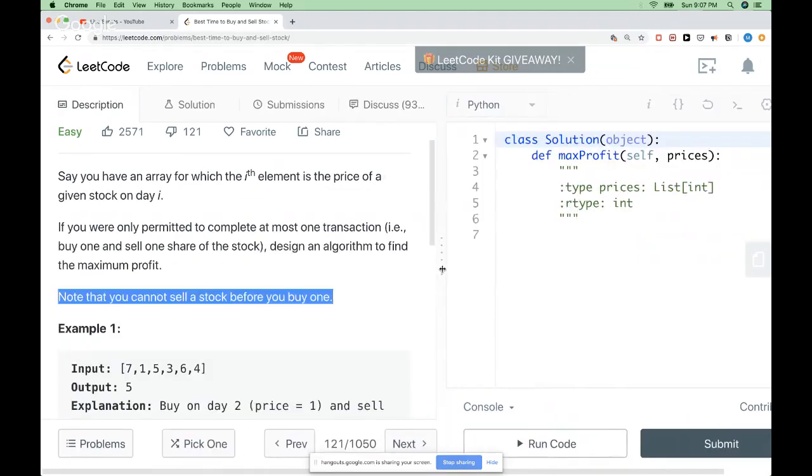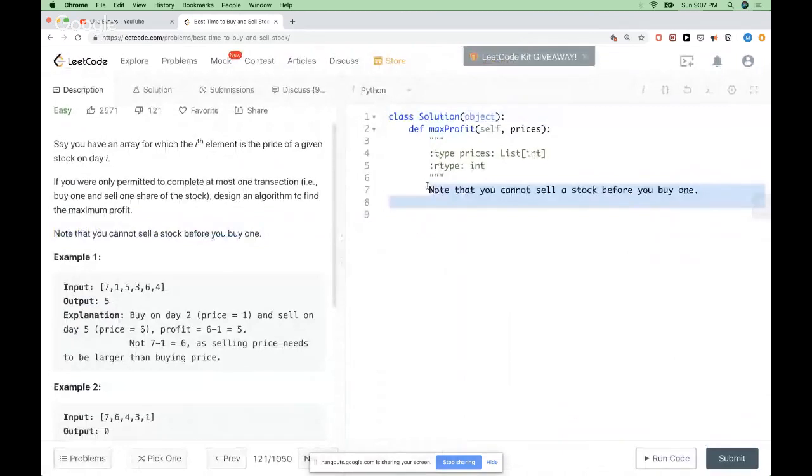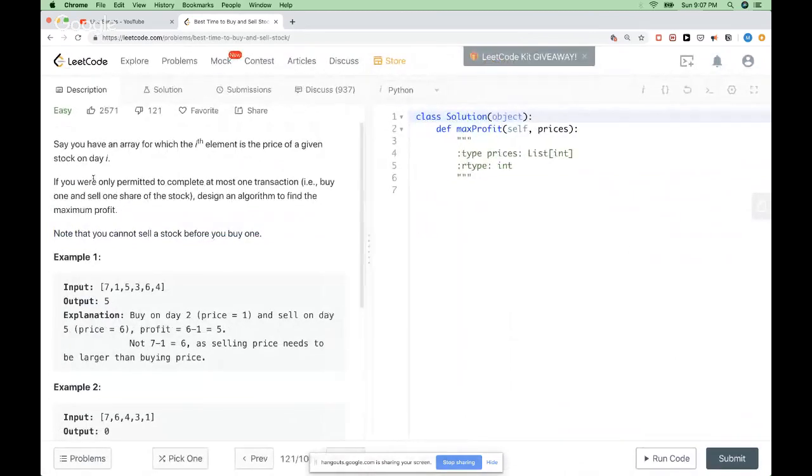So let's see, how can we solve this problem? We have an array, and the ith element is the price of a given stock on a day. So 7 is the price of a stock on day 1, 1 is the price on day 2, and so on, all the way until the end. We can complete only one transaction, so we can only buy one and sell one share of the stock. The goal is to find the maximum profit. We can't buy two and sell two and add up two profits. We can just buy one stock and sell one stock. That's the condition here.